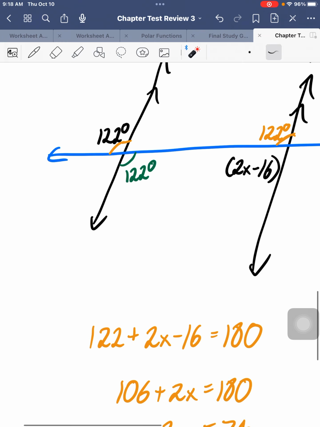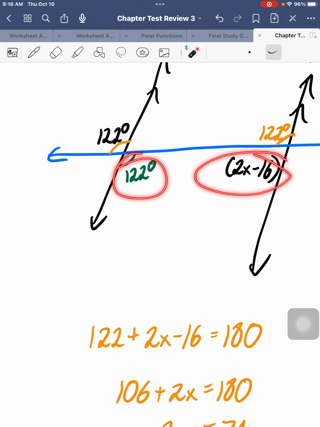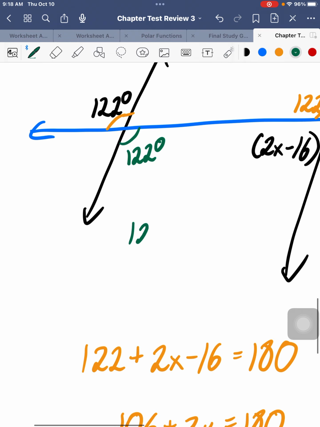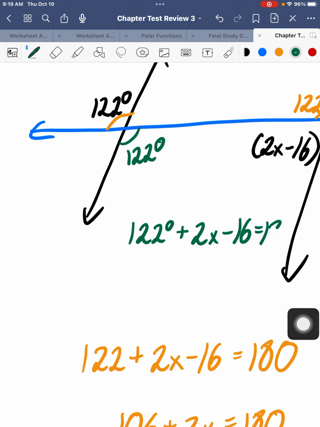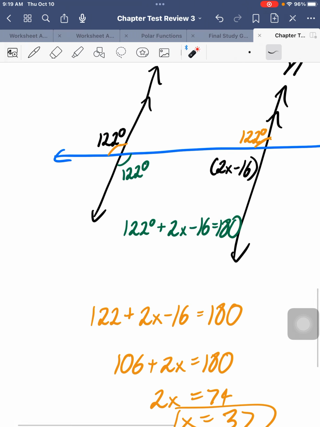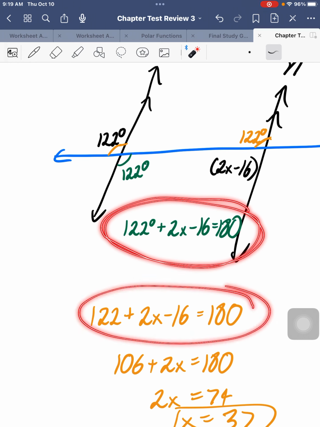And now, what is the relationship between this angle and this angle here? They lie on the same side of the transversal, and they're on the interior. So what could I use to solve these two? I could set them equal to 180. 122, because same side interior angles that lie on a transversal intersecting two parallel lines have to be supplementary. The same side interior angles have to be supplementary, which means they have to equal what? 180.